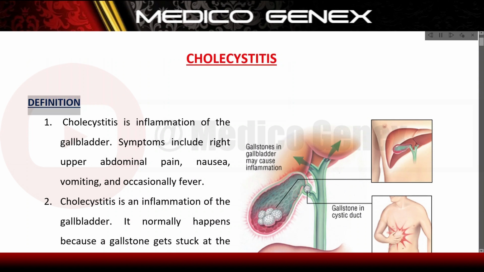Cholecystitis. Definition. Cholecystitis is inflammation of the gallbladder. Symptoms include right upper abdominal pain, nausea, vomiting, and occasionally fever.